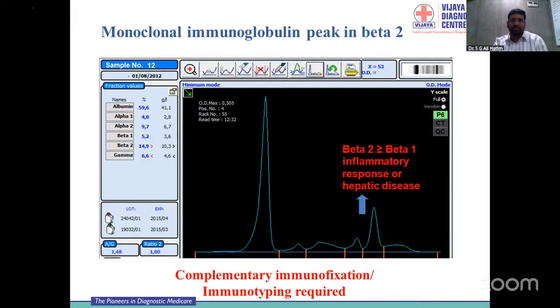If the interference is there, definitely it won't react with the anti-sera and we don't get any pattern. If it is a monoclonal peak, definitely we can see immunosubtraction in immunotyping.